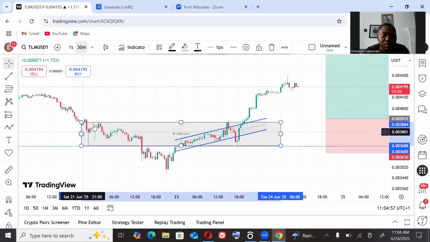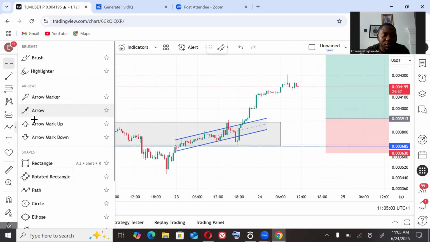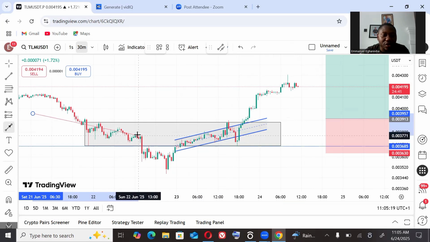This was our range. Meaning from this point, from this low to this high here was our range, right? And I drew it. You could see how price broke down, creating a sign of weakness. This is a major sign of weakness.